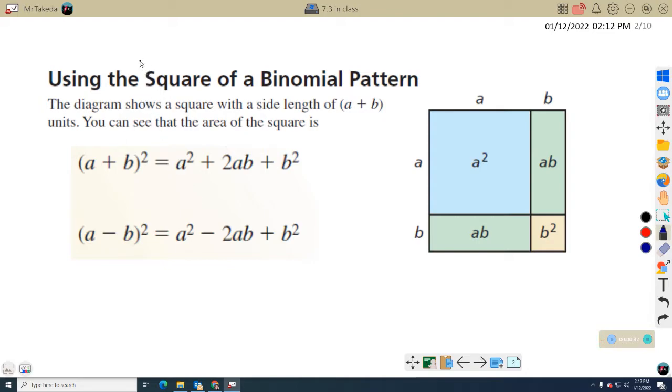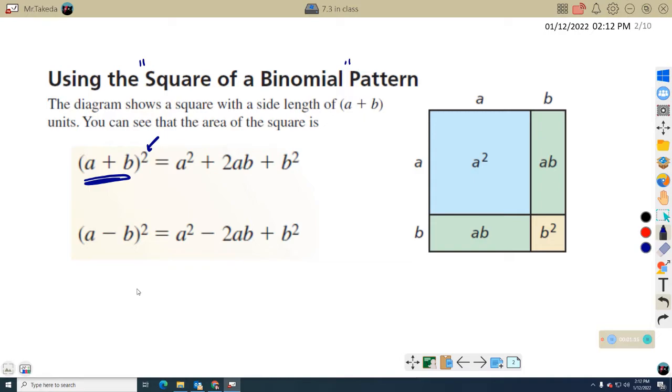Square of a binomial pattern. So what do we mean by a square of a binomial? Well, that means if I have a binomial and I square it, it will always come out to this pattern here: the square of the first term, plus 2 times the product of the two terms, plus the square of the last term. Okay, so I think this might be a little bit easier to demonstrate.